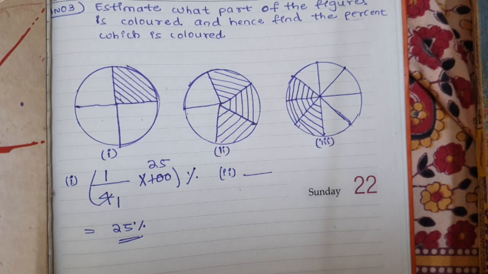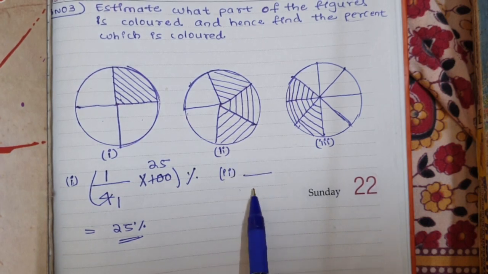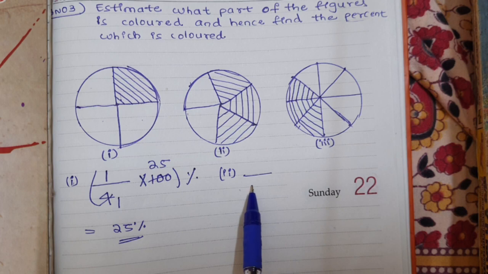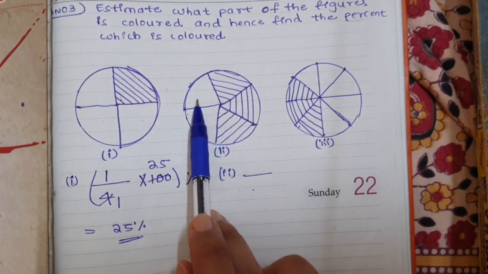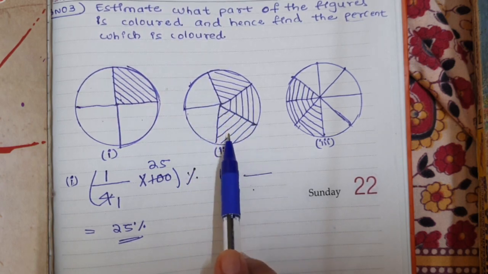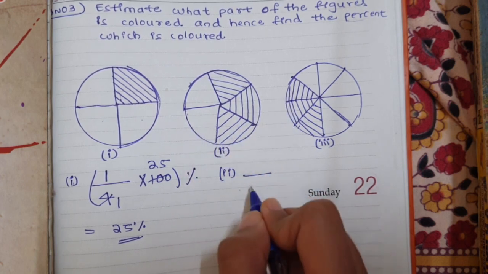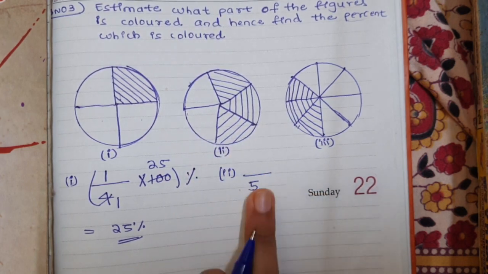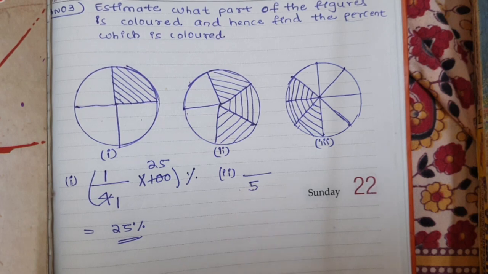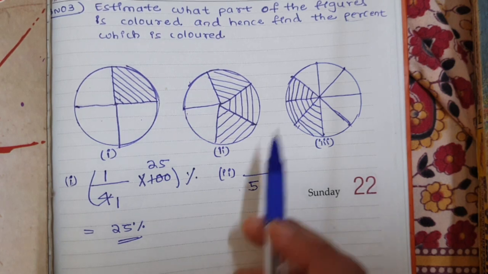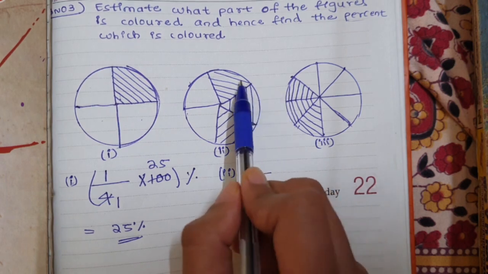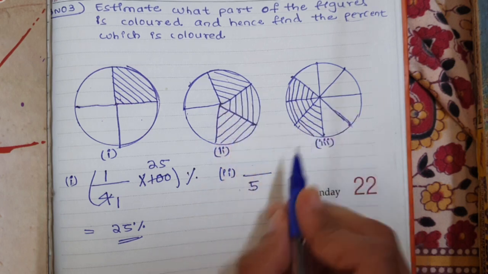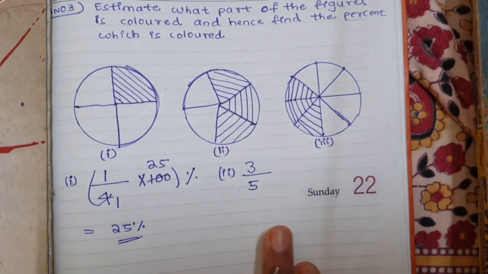Okay. How to write this in the form of a fraction? In the denominator, I have to write the total number of equal parts. How many equal parts are there? 1, 2, 3, 4 and 5. So there are totally 5 equal parts in the second figure. So write 5 in the denominator. What should I write in the numerator? I have to write the number of colored parts in the numerator. Now let me count the number of colored parts. 1, 2 and 3. So there are totally 3 colored parts in the second figure.